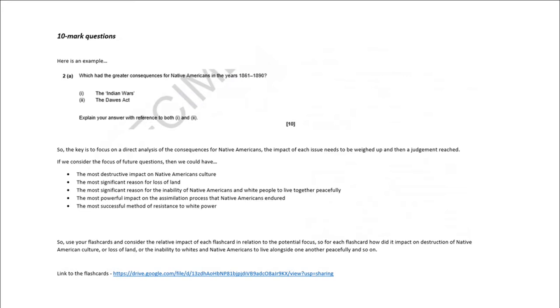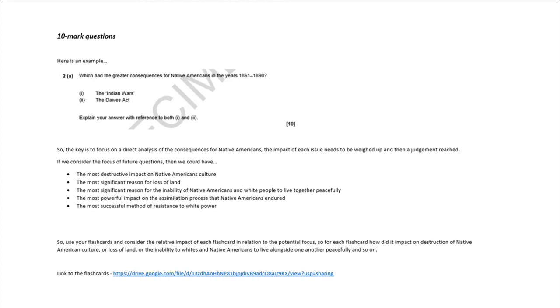The next stage of the revision process is then to start to apply some of that material to some 10-mark questions. That's the first question that you have to do in the exam. We can see here: which had the greatest consequence for Native Americans in the years 1861 to 90, the Indian Wars or the Dawes Act? So the key is to focus on a direct analysis of the consequence for Native Americans of each thing, and then to weigh them up and reach a judgment about which had the greatest consequence.